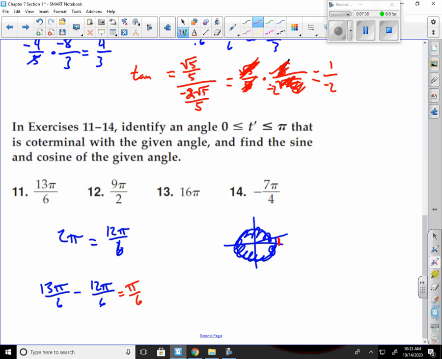Find the sine of pi over 6, that gives me 1/2. I'm done. Let's look at number 12. 9 pi over 2.